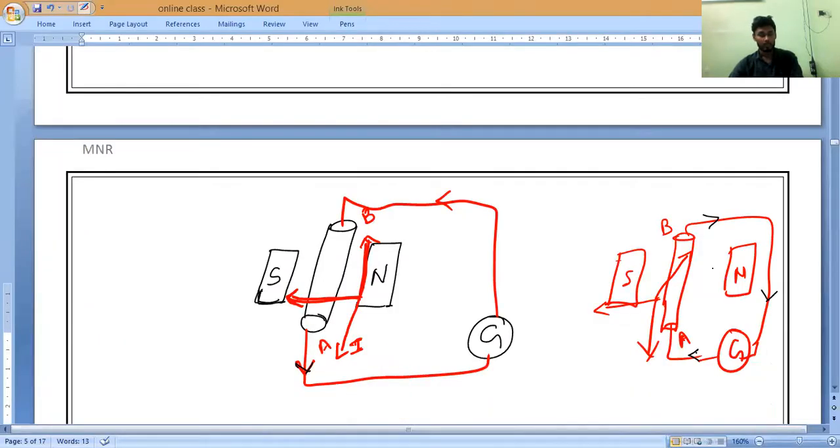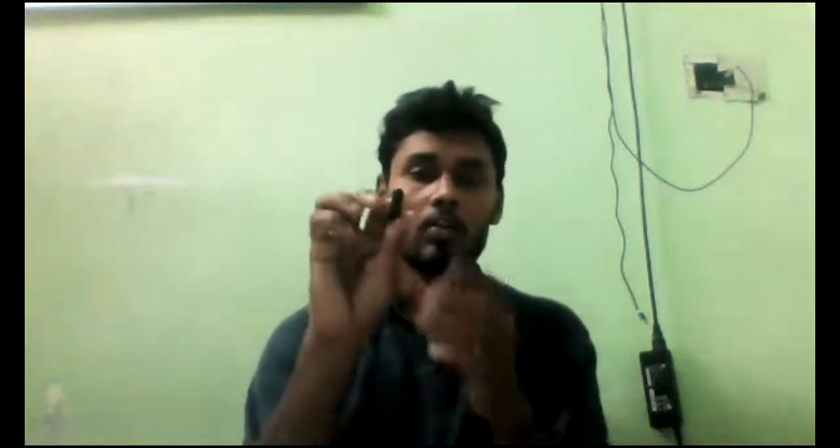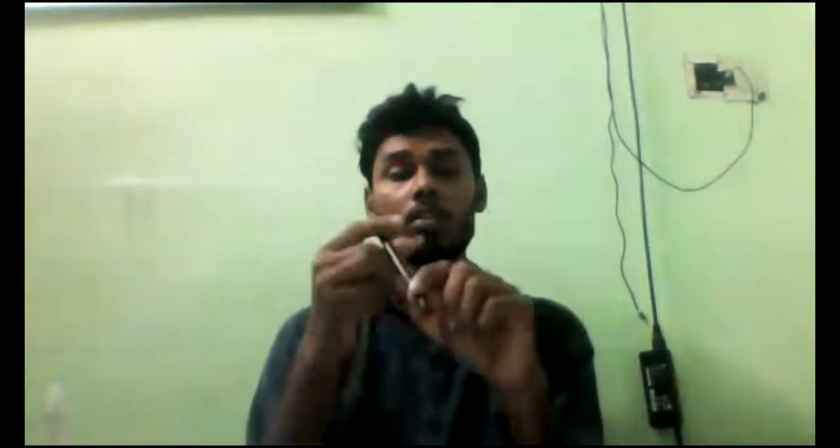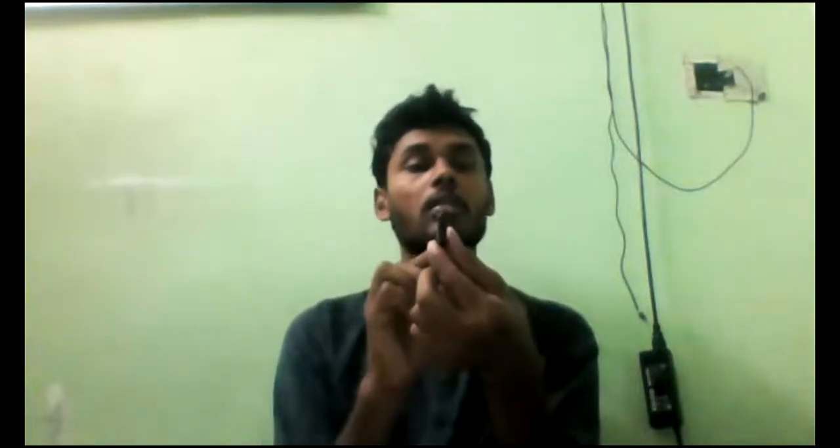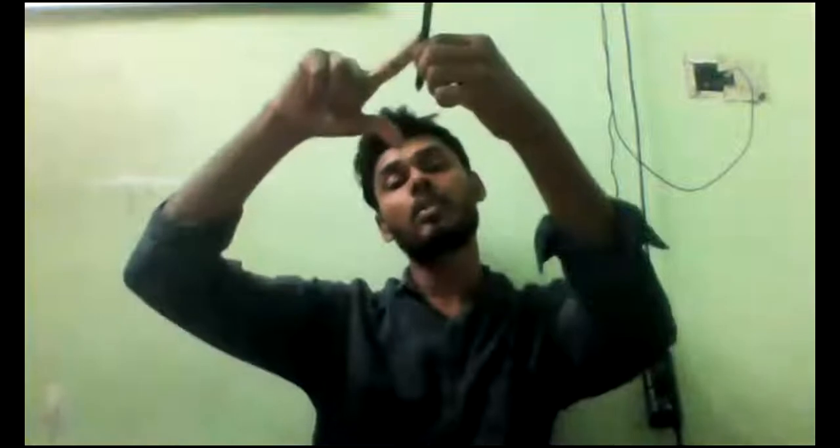Now you can see, observe my hand. This is the conductor. As we know, this is point A and this is point B. Now the conductor is pushed down, one time up, one time down. When I do the oscillation like this, only then can I see the deflections in the galvanometer. So going up also current will be induced, coming down also current is induced. Relative motion.